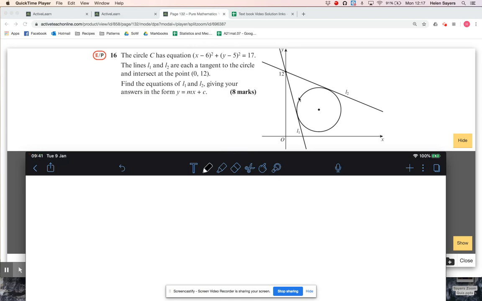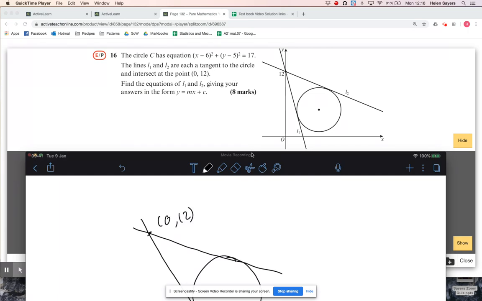Okay, so what do we got? We've got the equation of a circle. We've got 2 tangents, and we basically want the equation of the lines of each of them. Okay, so let's think about what we know. Well, I can obviously see that the y-intercept of each of them is 12.